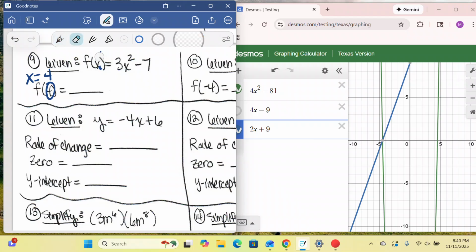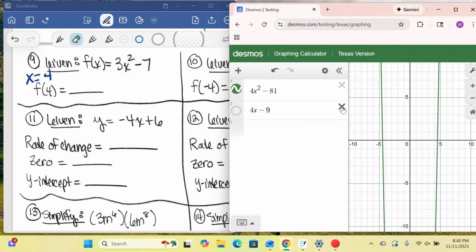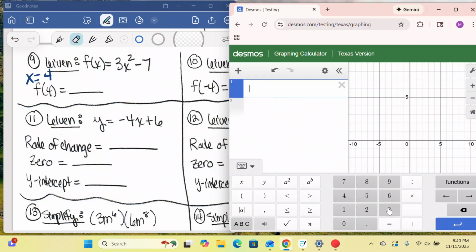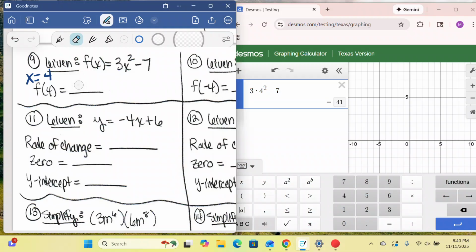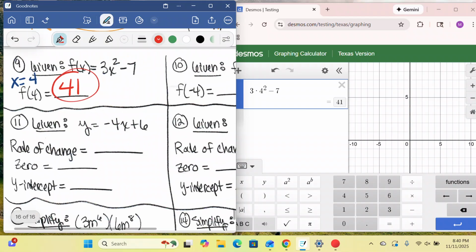Once again, let me erase this so I can make it cleaner. x does equal 4. All I do is utilize my calculator skills and pop out an answer. I'm going to put 3 times x squared, which is 4 squared, minus 7. And my answer is 41. So let me write it down, 41. Just by inputting into Desmos, let Desmos do the work for you.